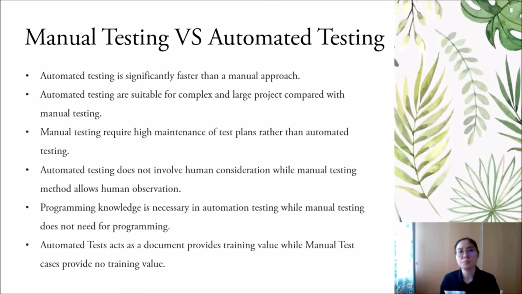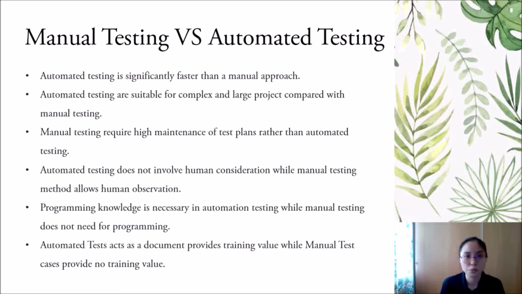Next, I will go through the difference between manual testing and automated testing. So in terms of processing time, automated testing is significantly faster than a manual approach because automated testing is executed by software tools, while manual testing is time-consuming and takes up human resources. In addition, automated testing is suitable for complex and large projects compared with manual testing. However, manual testing is more suitable for small to medium scale projects, and manual testing also requires high maintenance of the test plan compared with automated testing.